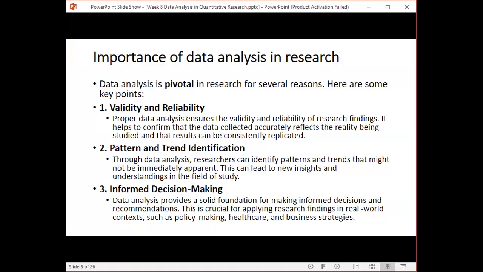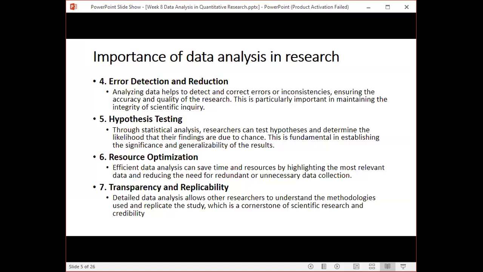using this in applied research, right? So you apply these research findings in a real world context, and then you make policies, healthcare, business strategies, and so on. All of these based on data helps you make informed decisions.